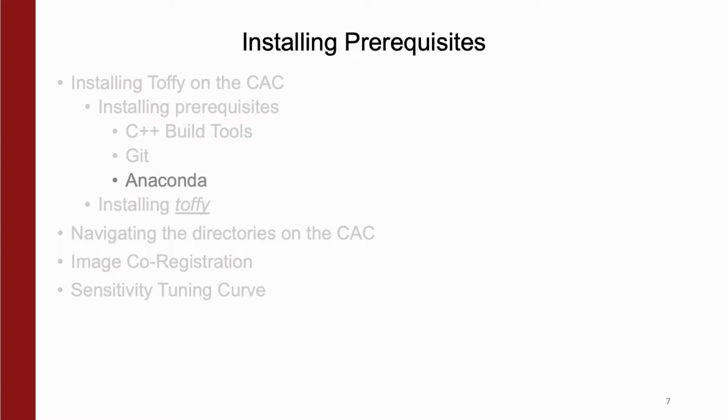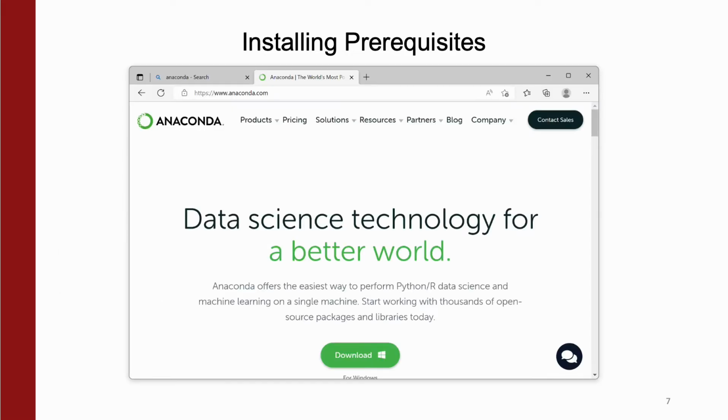Next, we're going to install Anaconda. Anaconda will allow us to download all of the Python requirements for Toffy. We're going to head to anaconda.com and click on the green download button.